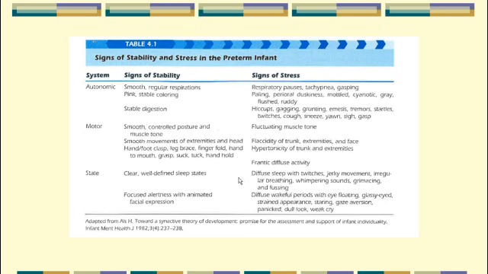And then when they are awake, we want to see them being able to focus and interact with caregivers in their environment. So these are some examples of things that would help us know whether we were seeing a stressed or a stable infant in the NICU. So we're going to stop this one here, and we're going to go on to part 2, where we'll talk about specific physical therapy interventions.